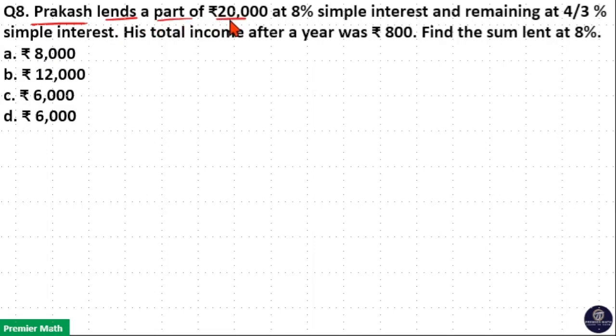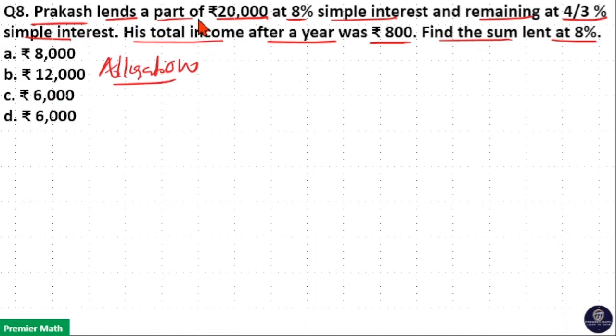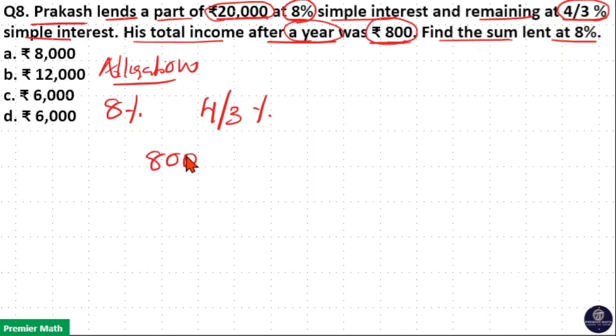Prakash lends a part of 20,000 rupees at 8% simple interest and remaining at 4/3% simple interest. His total income after a year was rupees 800. Find the sum lent at 8%. Here allegation is the best method for these types of problem. The total money lent is 20,000 and part of this 20,000 lend at 8% simple interest and other part lend at 4/3% simple interest. So, write 8% and 4/3% on LHS and RHS respectively. Now, income after a year was rupees 800. So, this 800 is received from this 8% and 4/3% respectively. So, write 800 in the middle.